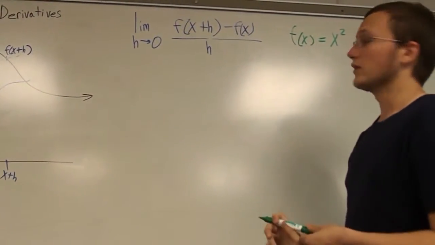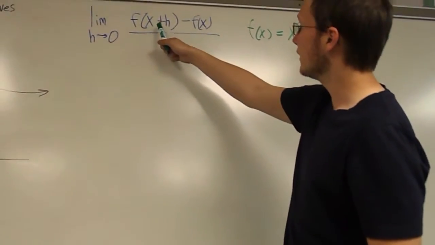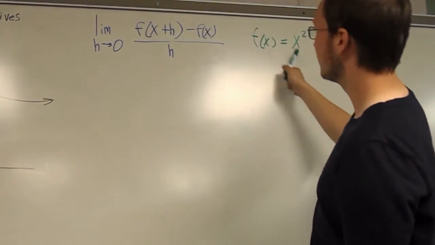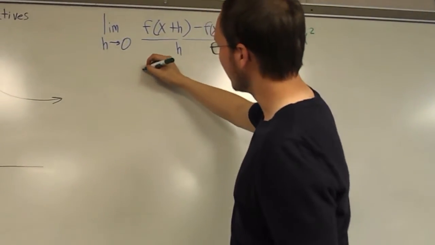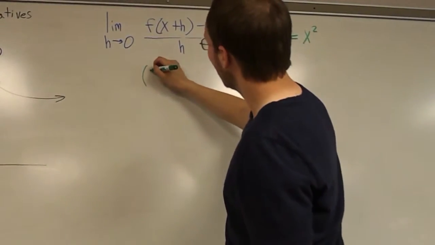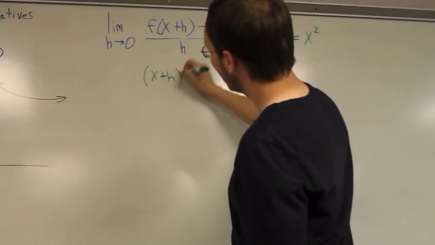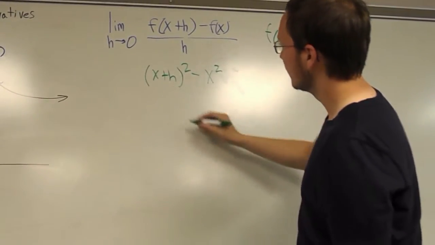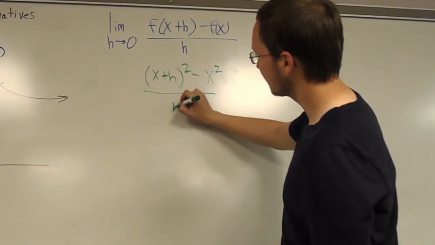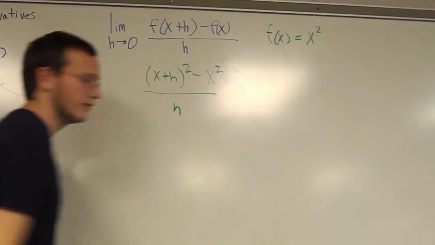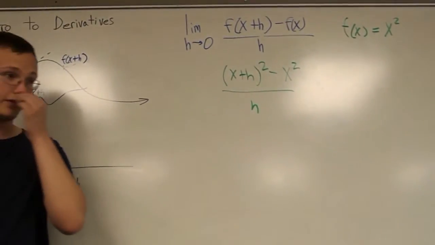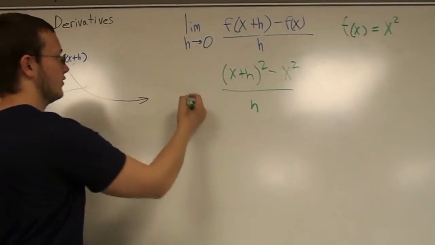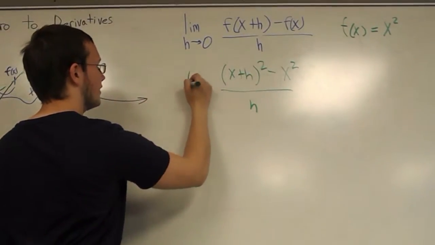So, let's get on to it then. You just plug in your x plus h into your original function. So we'll be looking at x plus h squared, and then you plug in x, and all over h. And you have to remember when you're doing these that the most important part about a derivative is that it's the limit as h approaches 0, so don't forget to bring that down with you.